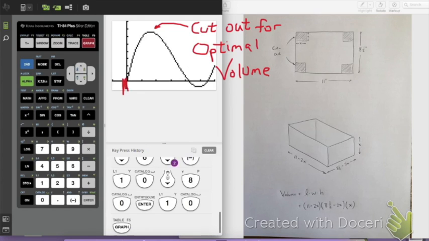We start at a cutout of 0. We have no volume if we have no height. And then 1 inch, 2 inches, 3 inches, 4. Notice what happens when we get to 4.25 inches. We've basically cut the paper in half, and we've got no width anymore, so we've got no volume. So the place for the optimal cutout is going to be at the peak of this volume graph, and we can let our calculator, the graphing function in the calculator, get us that optimal volume.